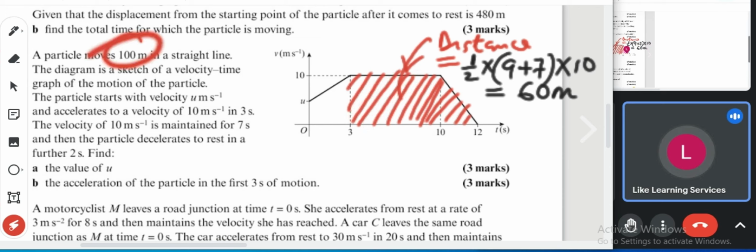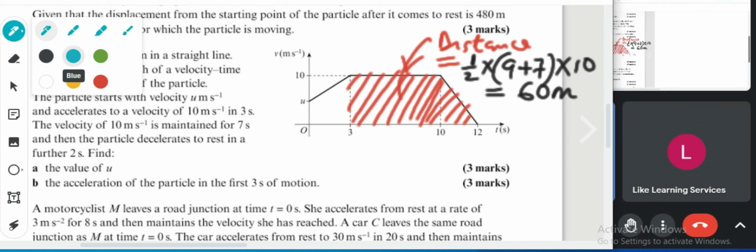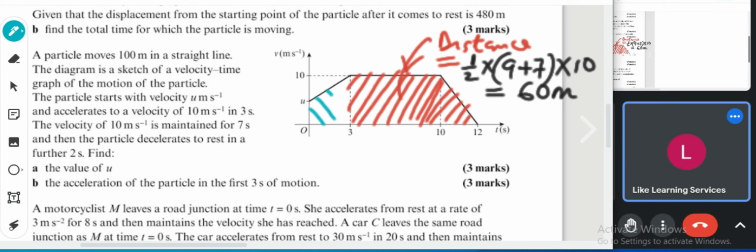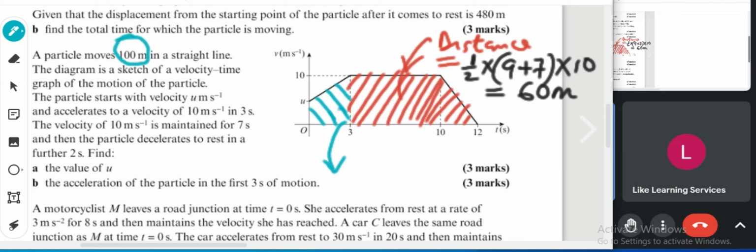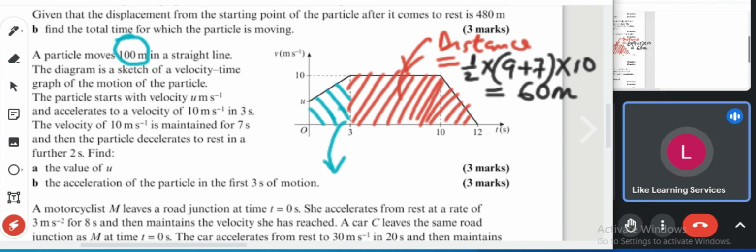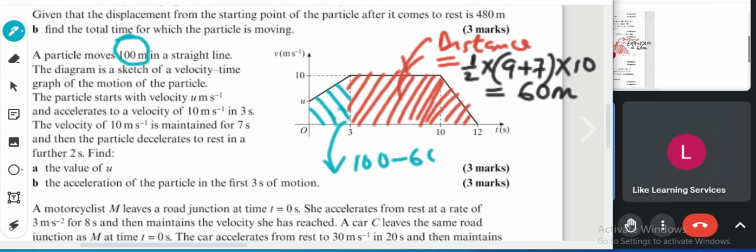And we are told that it traveled a total of 100 meters. Are you getting it? Yeah. So the remaining area is what? The one I'm shading in blue. The guy traveled a total of 100 meters. Okay, the remaining area is 100 minus 60, which is 40 meters.